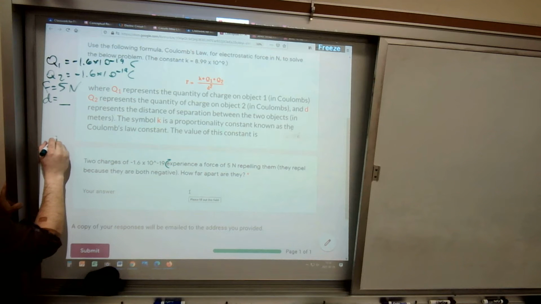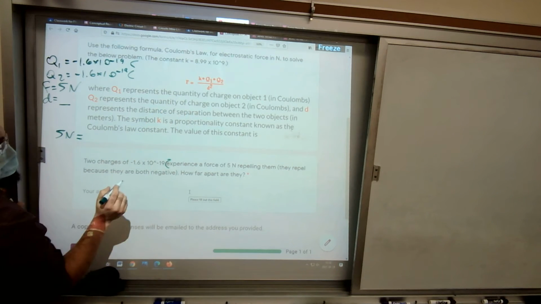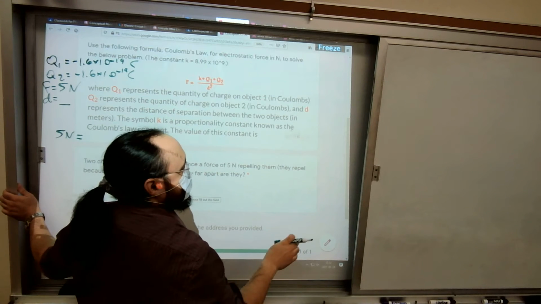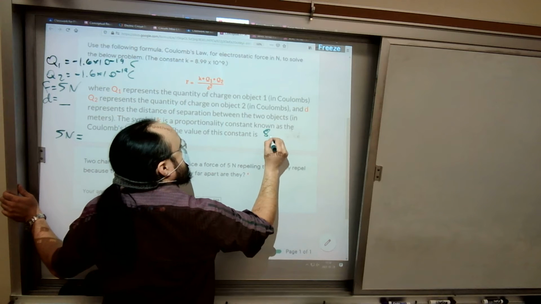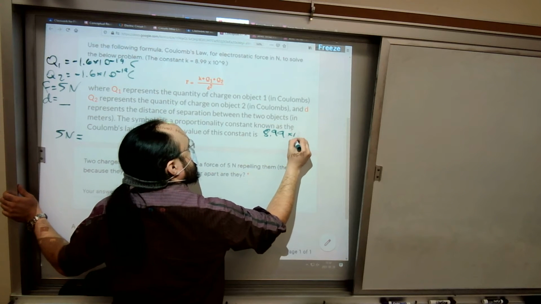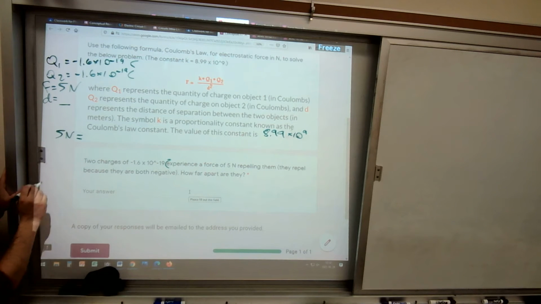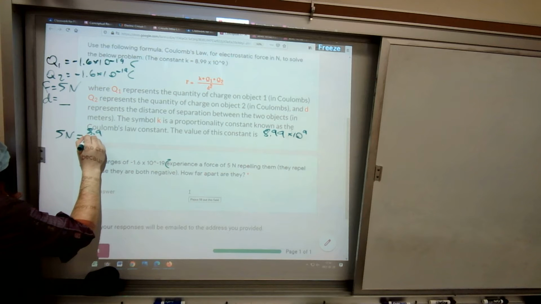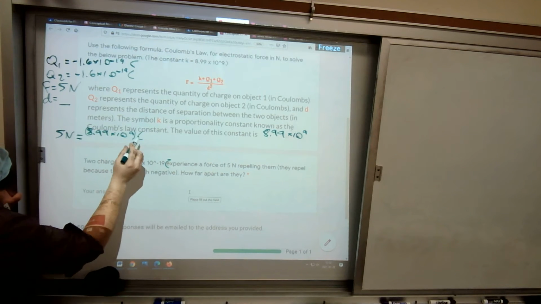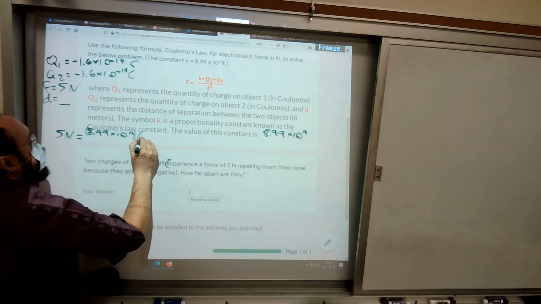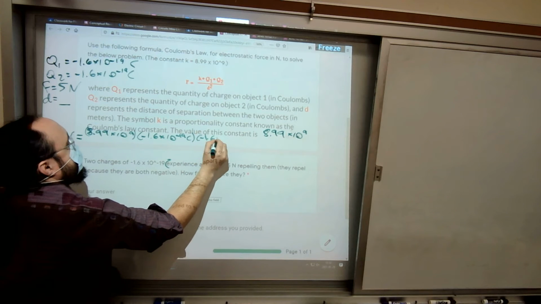I'm going to write my stuff out down here. I got 5 newtons equals K. That K, can I use this? No, I can't, I already wrote it over there. That K will be given to you every time. You don't have to remember it, but it's 8.99 times 10 to the 9. So I'll plug it in right here, 8.99 times 10 to the 9. Q1 is negative 1.6 times 10 to the negative 19, and so is Q2.